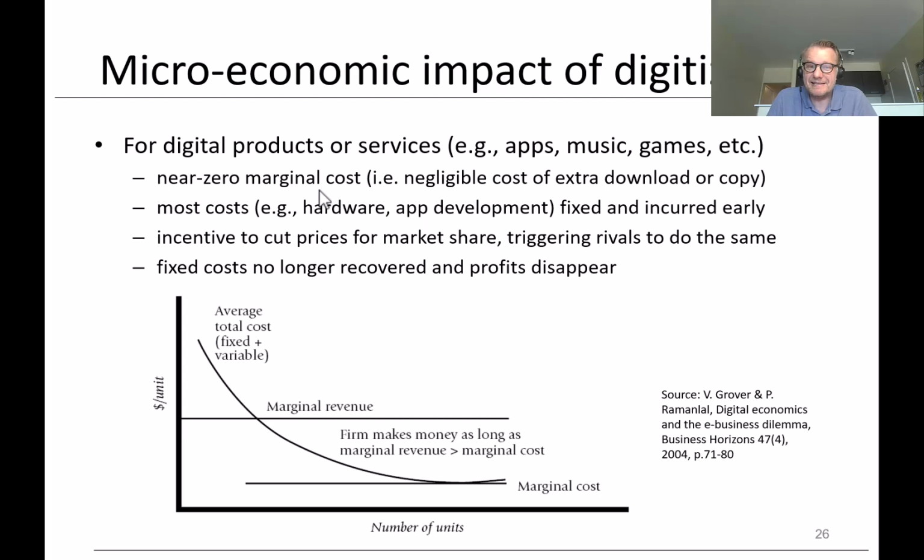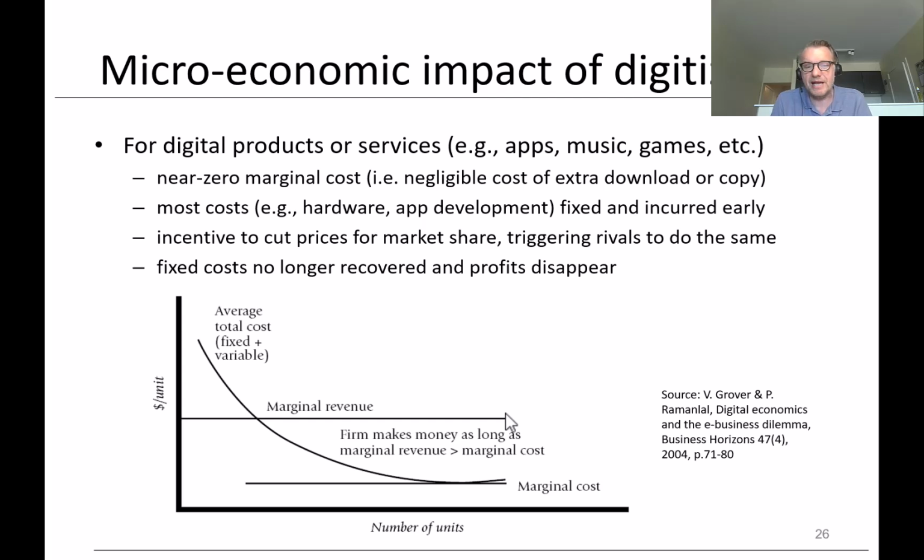So that creates an incentive, because you can see the marginal cost is fixed right here and low, and the marginal revenue is fixed. So that creates an incentive to cut prices to gain market share. But obviously, our competitors will do the same, so it will trigger our rivals to do the same.